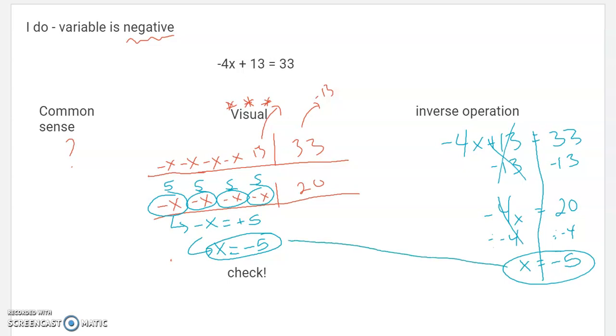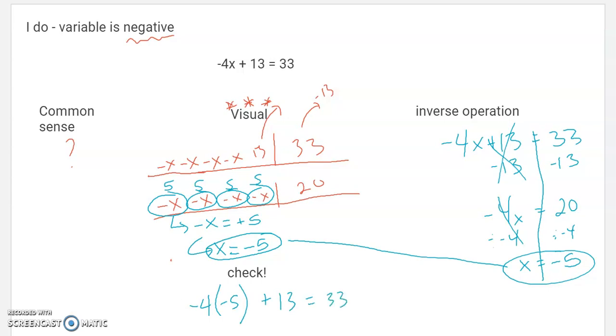Let's check and make sure, in case we don't believe me. Let's make sure this works. If we do, when we substitute our answer in for x, we should get that negative 4 times negative 5 plus 13 is 33.